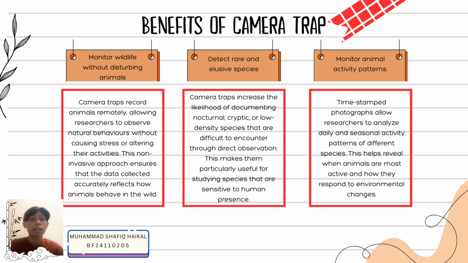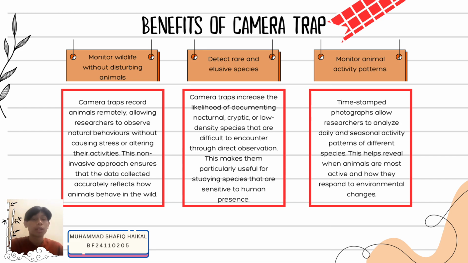The fifth one is detecting rare and elusive species. Camera traps increase the likelihood of documenting nocturnal, cryptic, and low density species that are difficult to encounter through direct observation. This makes them particularly useful for studying species that are sensitive to human presence. The animals that we can detect using camera traps that are rare and elusive species include the Malayan tapir and Sunda clouded leopard.